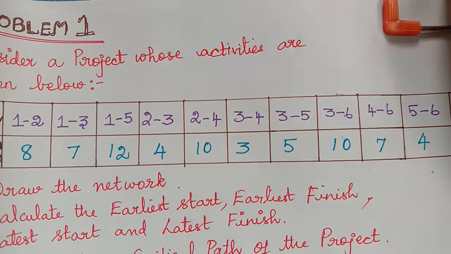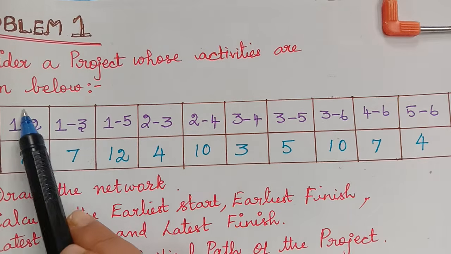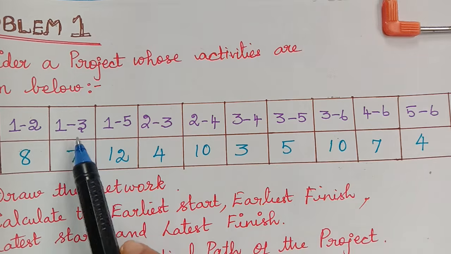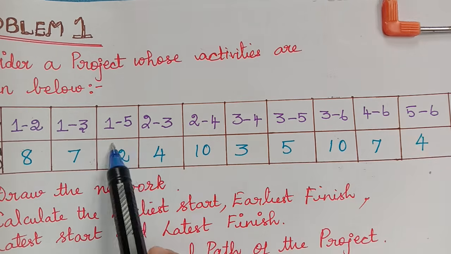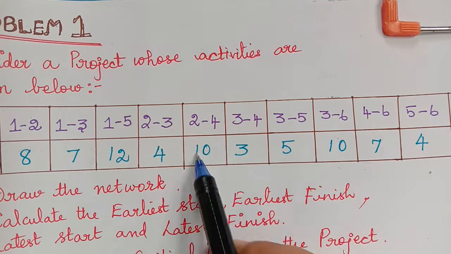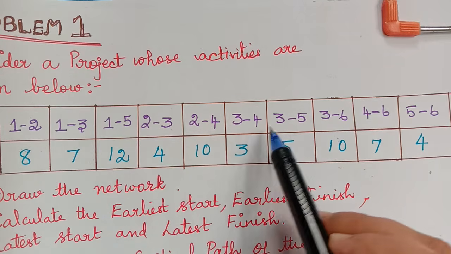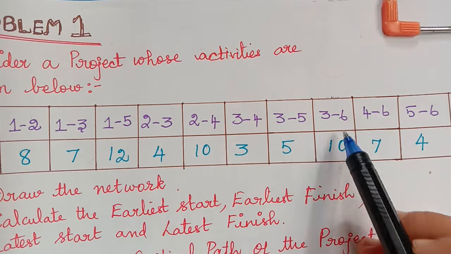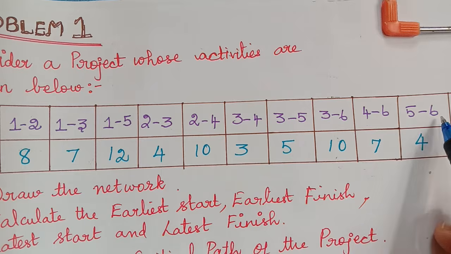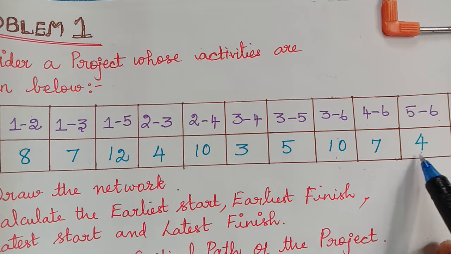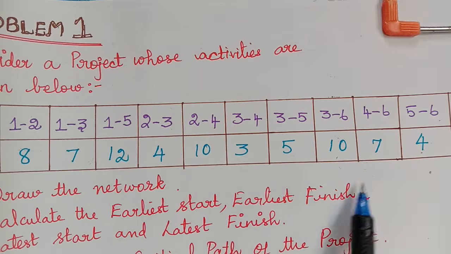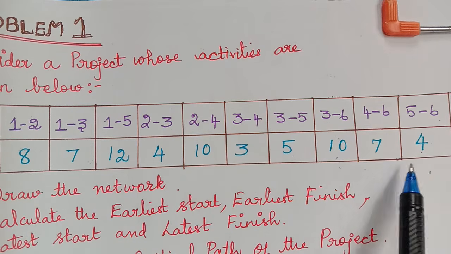So that is 1 to 2. The duration to complete the activity 1 to 2 is 8 weeks. From 1 to 3 is 7. 1 to 5 is 12. 2 to 3 is 4. 2 to 4 is 10. 3 to 4 is 3. 3 to 5 is 5. 3 to 6 is 10. 4 to 6 is 7. And to complete the activity 5 to 6, the duration taken is 4 weeks. So these are the activities and the duration of the activities given in a tabular form.